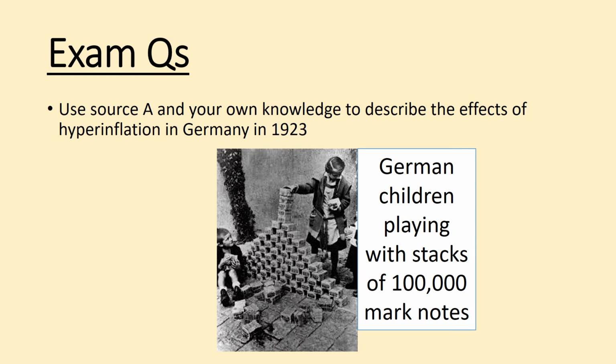Right then, so now you've had a practice, we will do a self-marked answer then. So you're going to need to do exactly the same thing. Use source A and your own knowledge to describe the effects of hyperinflation in Germany in 1923. So this picture should be familiar to you by now. It's a picture of German children playing with stacks of 100,000 mark notes. Now I'm going to shut up now. So you're going to pause the video and have a go at writing an answer to this practice question worth 5 marks.